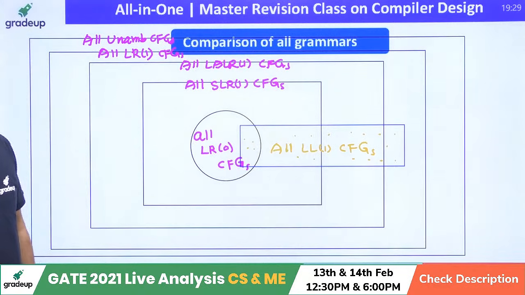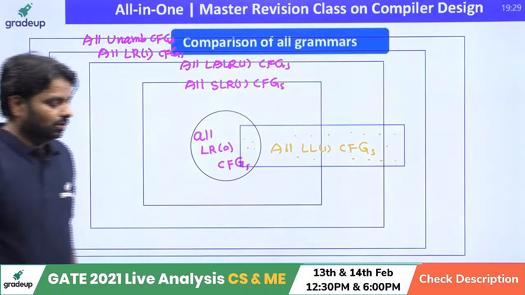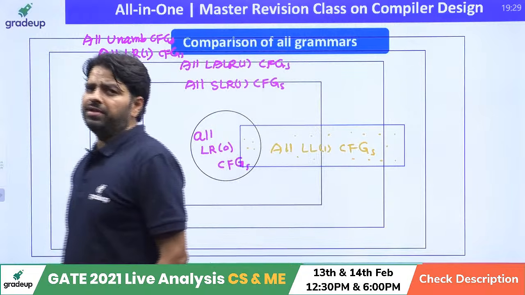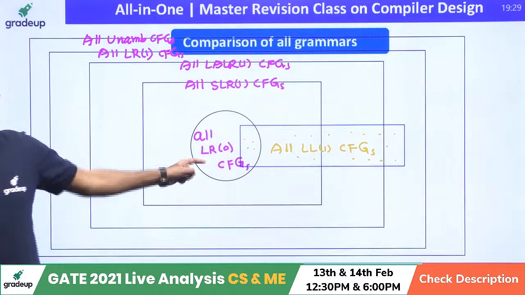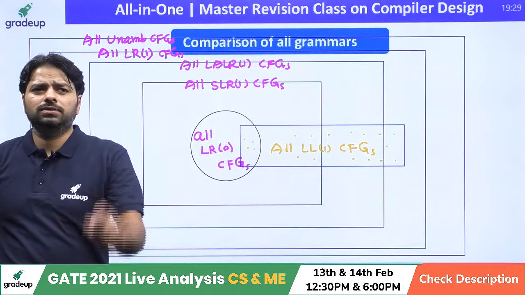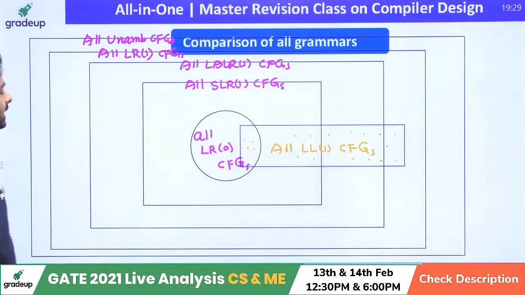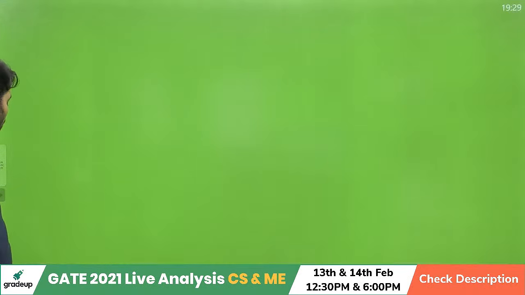So look at the diagram classification. Now remember, can I say every unambiguous grammar is LR0? True or false? I'm going to write 2 statements here. Please note this down and take a screenshot. I'm going for one question. What is the right thing?